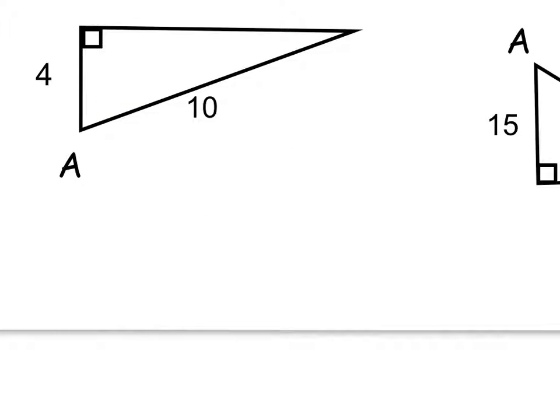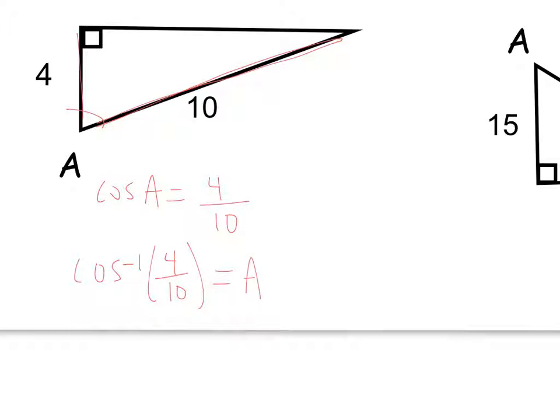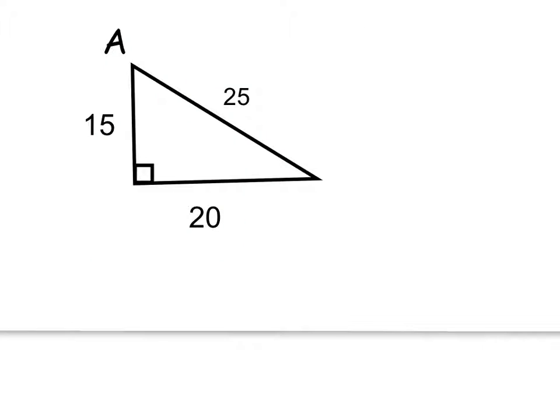All right, let's look at another example. So we want to find the measure of angle A. So I am given the adjacent side and the hypotenuse, and that goes with cosine. So cosine of angle A equals adjacent over hypotenuse. So inverse cosine of 4 over 10 is equal to the measure of angle A. So in my calculator, I will type in second cosine of 4 over 10, and I get 66.4 degrees, so the measure of angle A is 66 degrees.